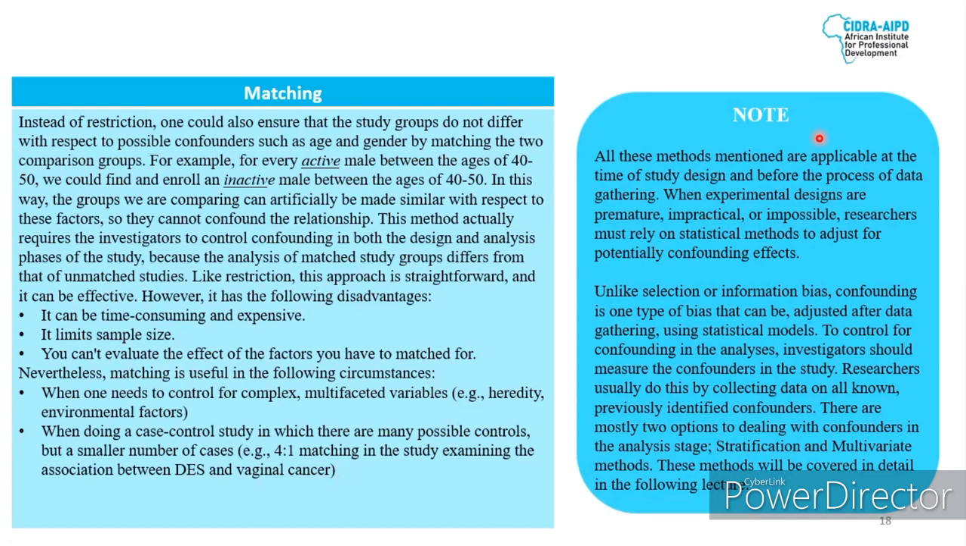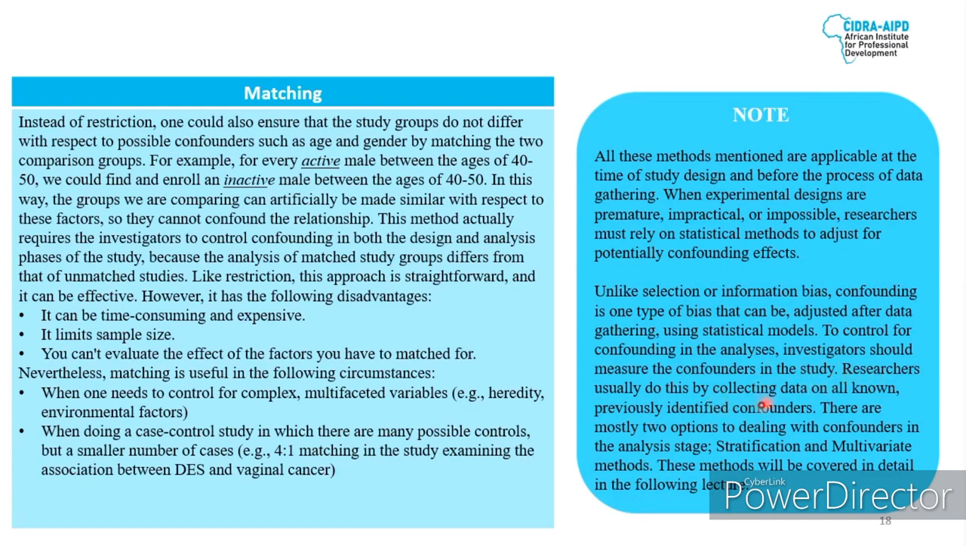So before we end our presentation today, let us note that all these methods mentioned are applicable at the time of study design, before the process of data gathering. When experimental designs are premature, impractical, or impossible, researchers must rely on statistical methods to adjust for potential confounding effects. Unlike selection or information bias, confounding is one type of bias that can be adjusted after data gathering using statistical models. To control for confounding in the analysis, investigators should measure the confounders in the study.